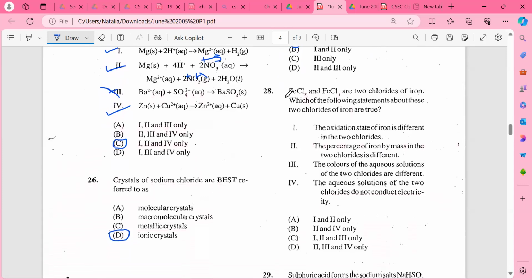So we have chlorine, we have iron 2 chloride and iron 3 chloride. Which of the following statements about the 2 chlorides of iron are true? The oxidation state of iron is different. Percentage of iron by mass in the 2 chlorides is different. Yes. The colors of the solutions are different. Yes, one is green, one is yellow. The aqueous solutions of the 2 chlorides do not conduct electricity. They're ionic compounds, so they will conduct electricity. So we're looking for 1, 2, and 3. Our answer is C.